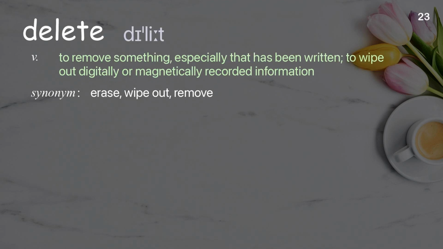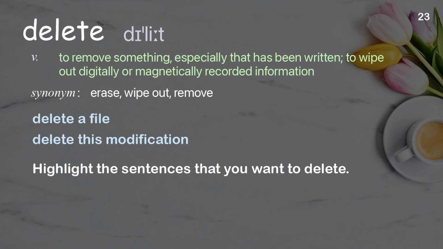Delete. To remove something, especially that has been written, to wipe out digitally or magnetically recorded information. Examples: Delete a file. Delete this modification. Highlight the sentences that you want to delete.